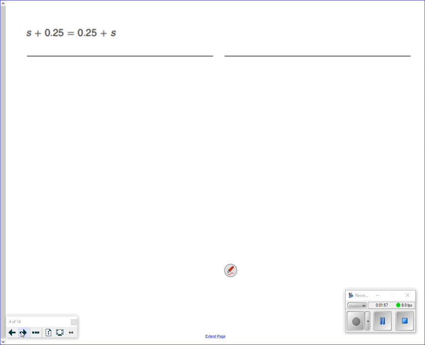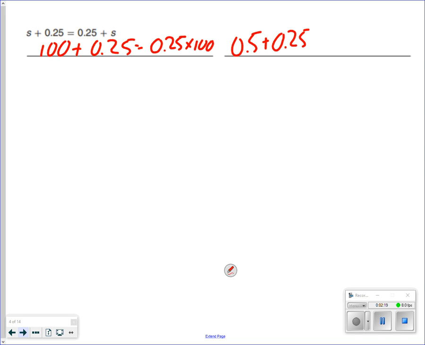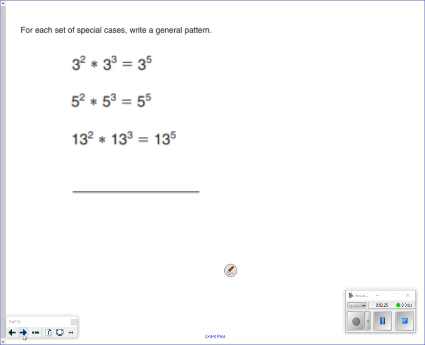This next one's s plus 25 hundredths equals 25 hundredths plus s. Well, let's put in some numbers here. What if we did 100 for s, so 100 plus 0.25 equals 0.25 plus 100? Or another example would be 0.5 plus 0.25 equals 0.25 plus 0.5. It makes sense. The equal signs make sense.